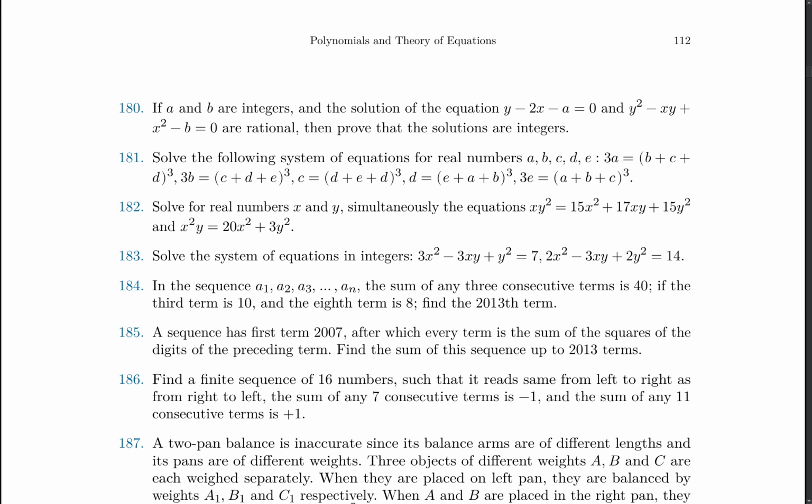Now question 181 says: solve the following system of equations for real numbers a, b, c, d, e. The system of equations is 3a = (b + c + d)^3, 3b = (c + d + e)^3, 3c = (d + e + a)^3, 3d = (e + a + b)^3. Sorry, there was a mistake, this should be 3c, this should be 3d. And 3e = (a + b + c)^3.